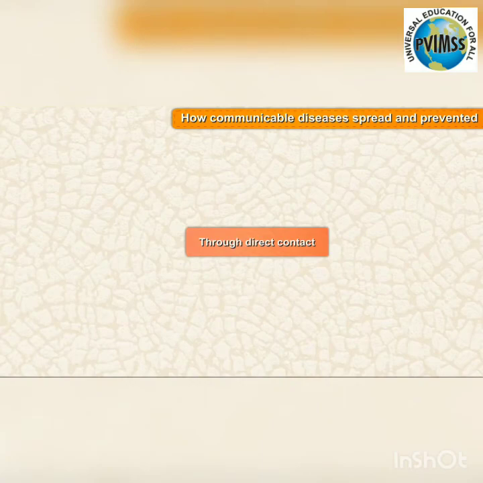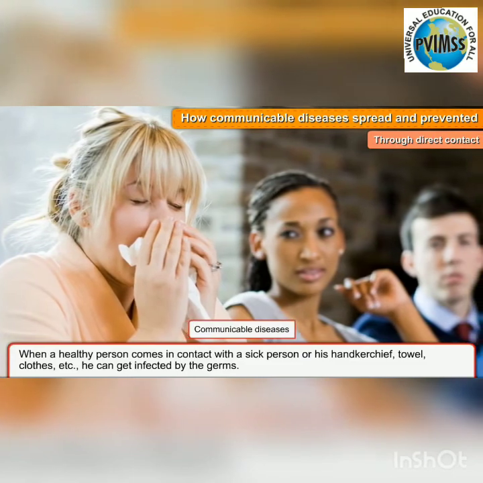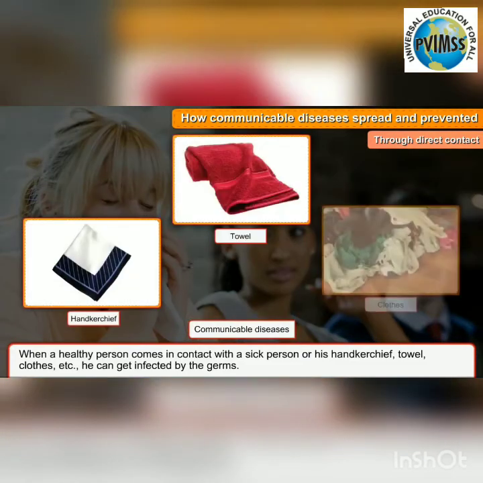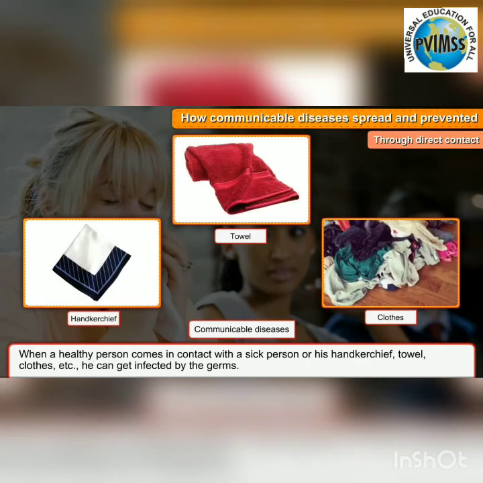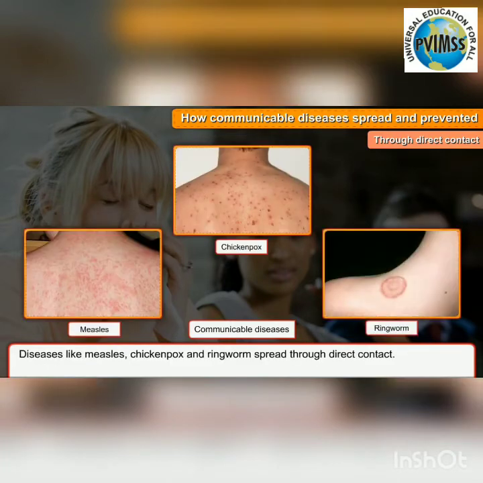Through direct contact. When a healthy person comes in contact with a sick person, or his handkerchief, towel, or clothes, he can get infected by the germs. Diseases like measles, chickenpox, and ringworm spread through direct contact.